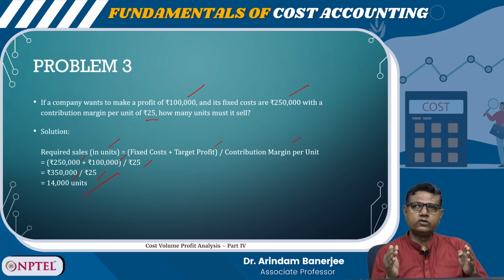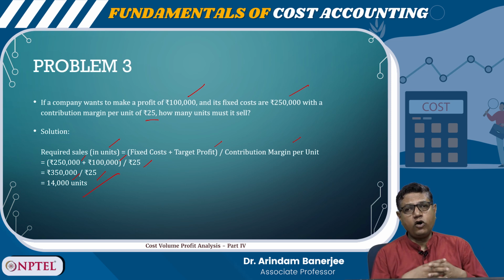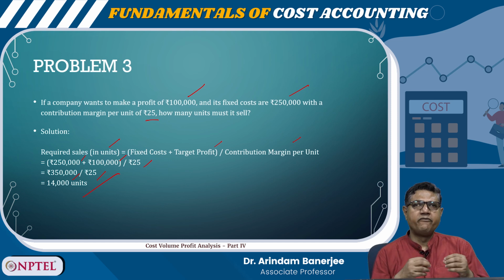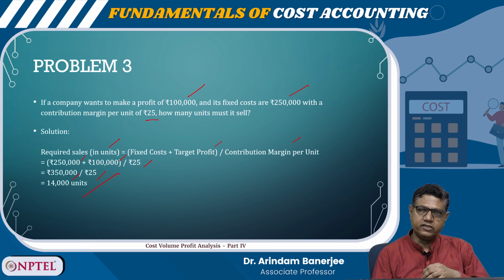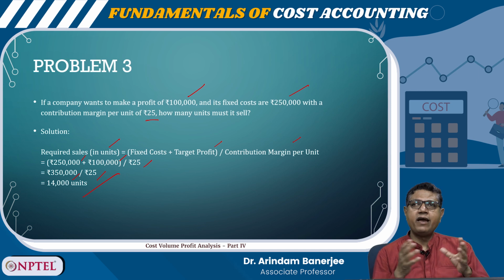Fixed costs are those costs which don't change with a change in level of production within a given time frame and within a given production range. So, the cost behavior of these two types of costs is different. The variable cost per unit remains unchanged with the change in level of production, but total variable cost changes.